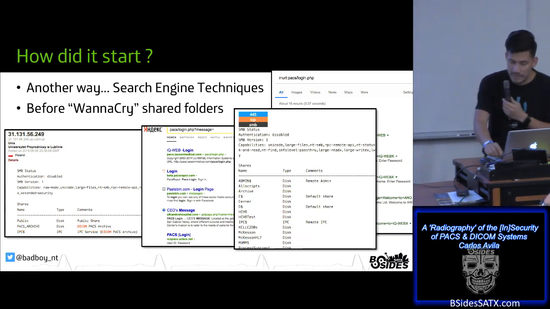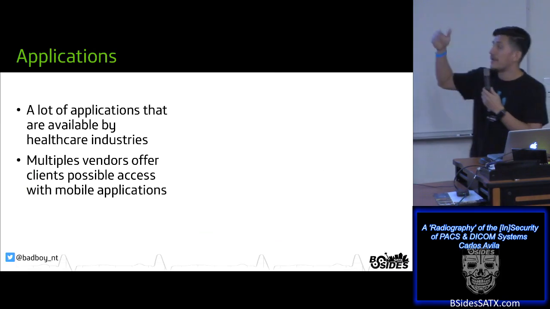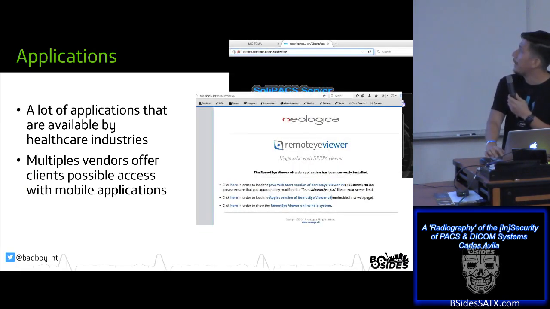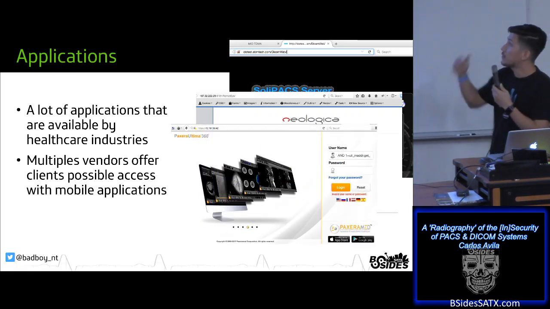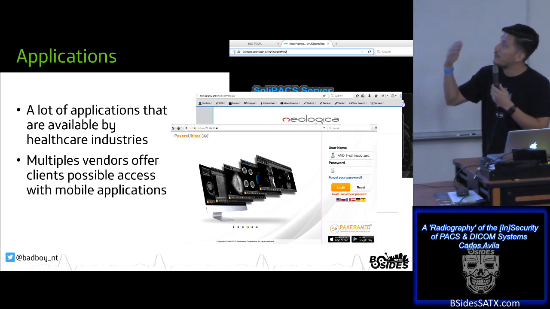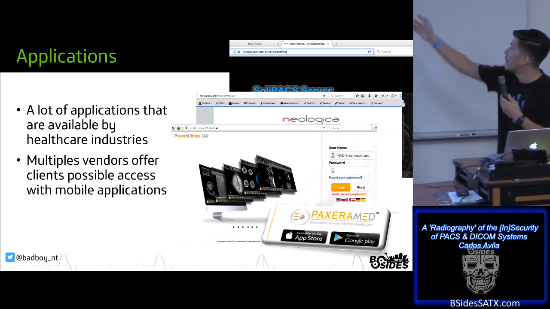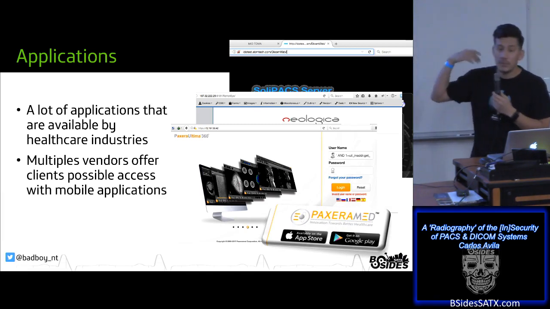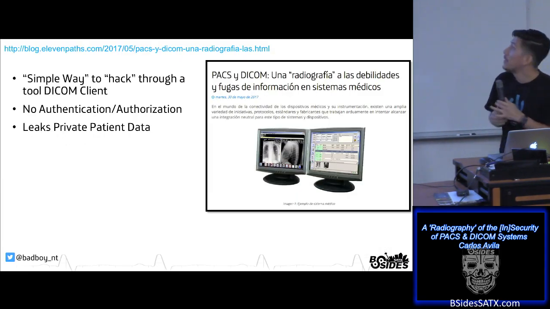And the other example is here in the red line blinking, for example, other types of vendors. We can find a lot of applications that are available from hospitals, clinics, the healthcare industry in general. In fact, you can see on internet today, vendors offer clients possible access to mobile applications. For example, here. This represents another attack vector that I will speak about later. Let's continue.